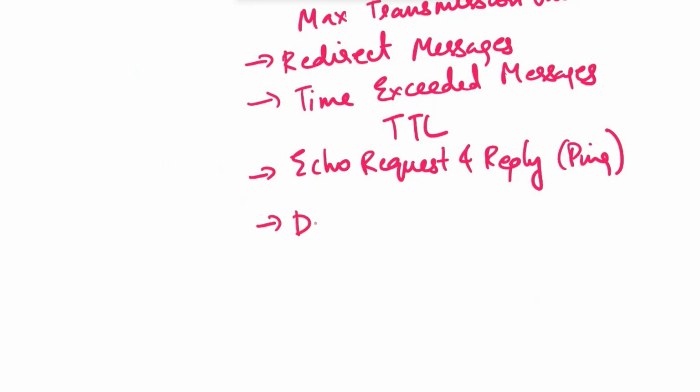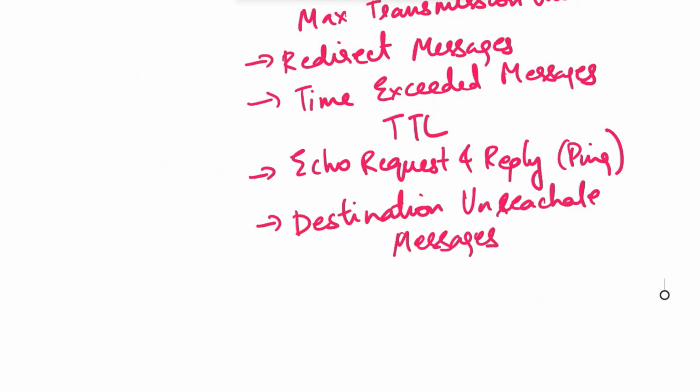Next is destination unreachable messages. These ICMP messages inform the sender that the destination network or host is unreachable due to various reasons such as network congestion, no route to the destination, or a specific port being unreachable.